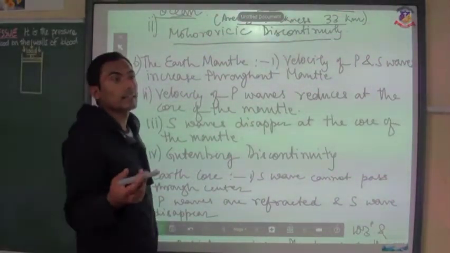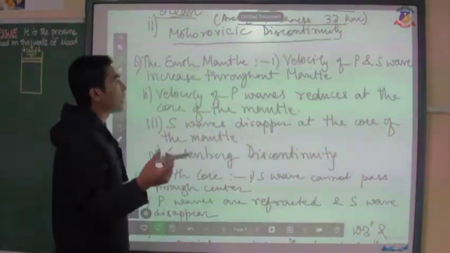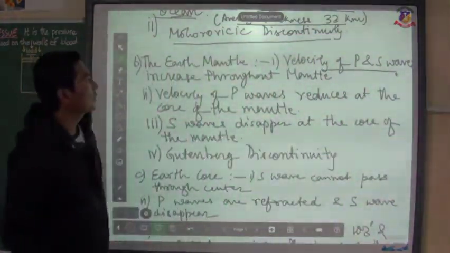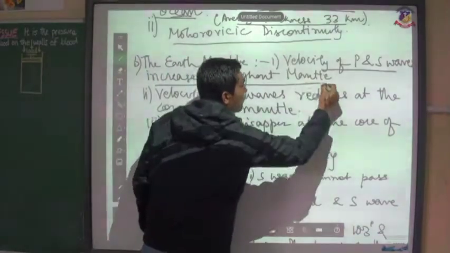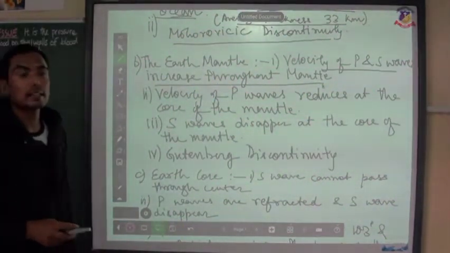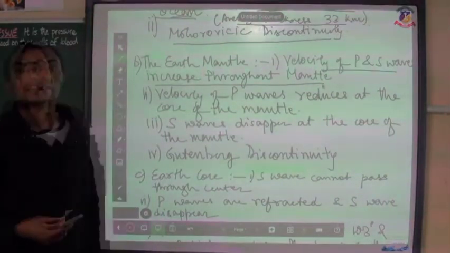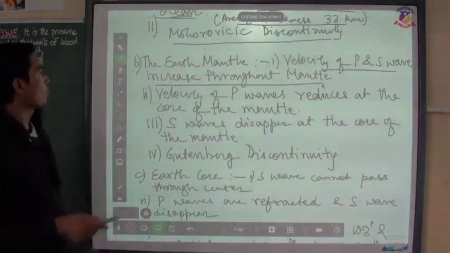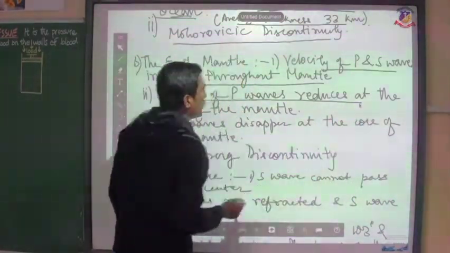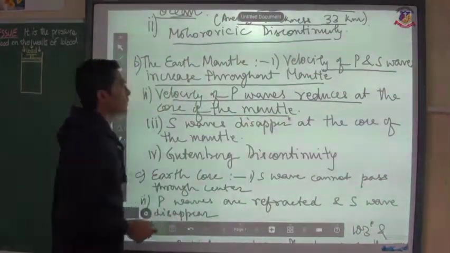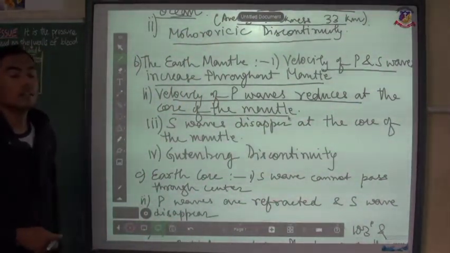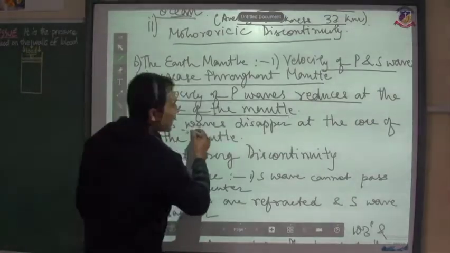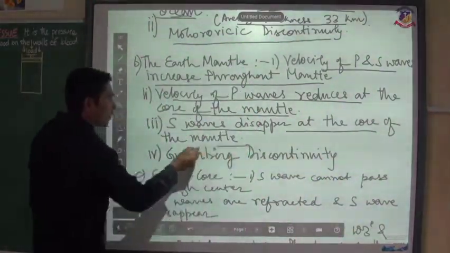Clear? Now, especially in terms of this earth mantle, the velocity, meaning the speed, of the primary and the secondary waves increases throughout the mantle. That means when the primary and secondary waves pass through the mantle, their speed increases. Next, the velocity of the primary waves reduces at the core of the mantle, as it reaches the center of the mantle.